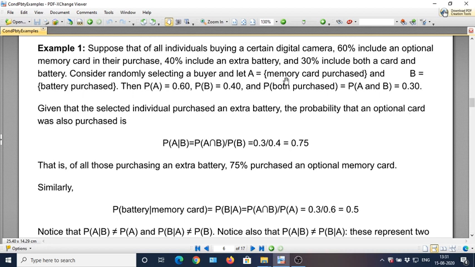Let us look at an example where someone purchases a digital camera. Any customer who purchases a digital camera purchases along with that an optional memory card 60% of the times, whereas a typical customer in addition to a camera purchases an extra battery 40% of the time. 30% of the customers buy both the memory card as well as battery whenever they purchase the camera. So with this we can construct the events.